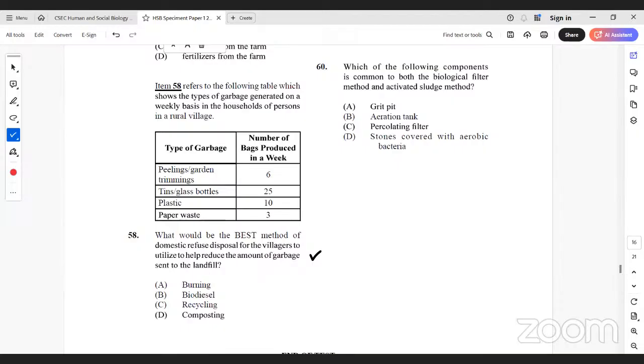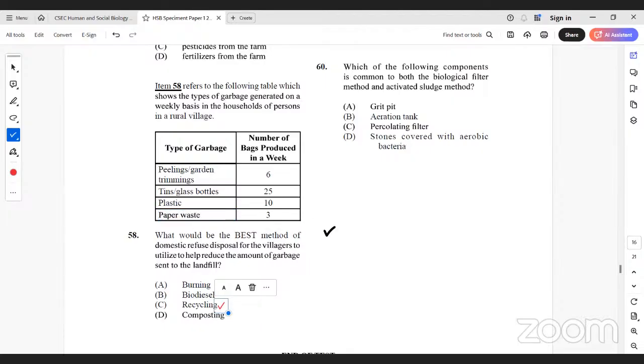Yeah, so they need a method to reduce this amount. Tins and glass bottles will be highest. So if you reduce that, you would have the highest impact. That's what that table is telling you. So what could we do to reduce that to have the highest impact? If it's tins and glass bottles, I hope everyone is seeing that we could recycle. Glass and tins are definitely two items that can be recycled.